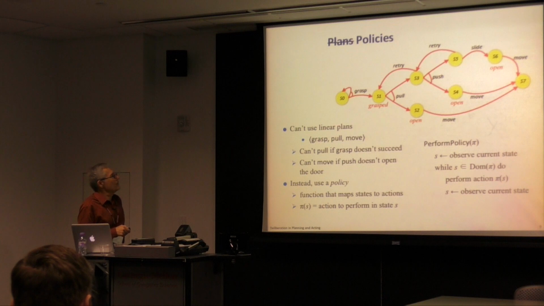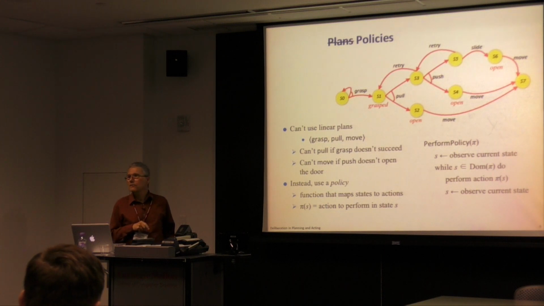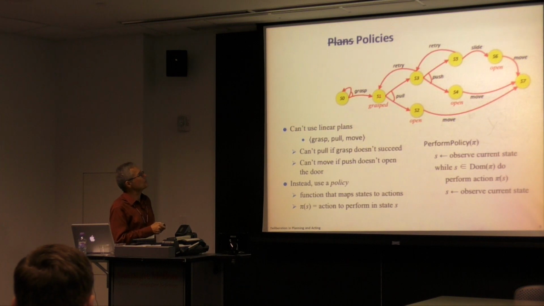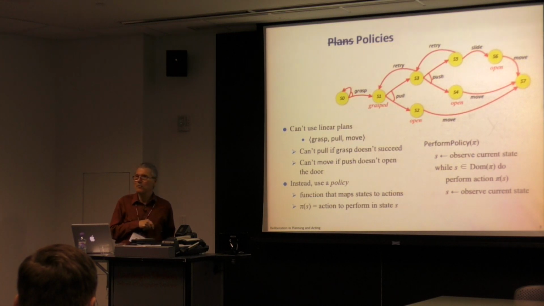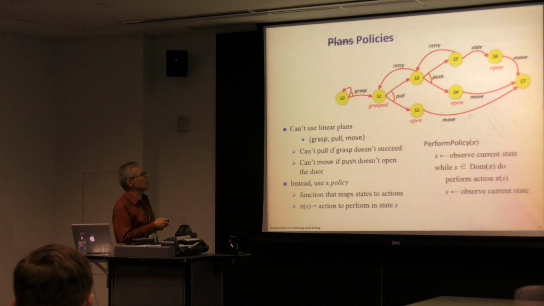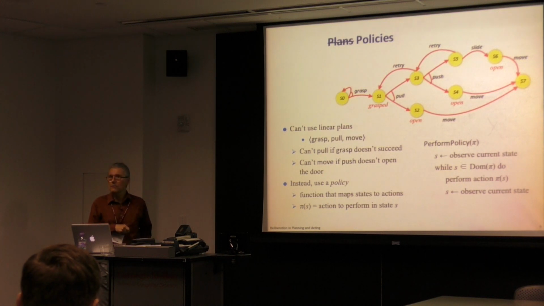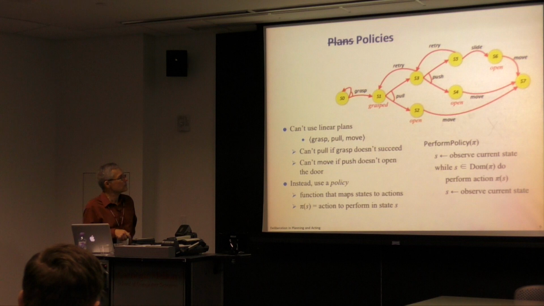Well, obviously we cannot use linear plans. Anybody who's worked with MDPs knows that. If you do something like grasp and then pull and then move, that's going to be fine if you are successful in grasping and successful in opening the door. Otherwise, it's not going to work. So what you need is something that'll take one action if you're in this state and a different action in this state. So we're going to use a policy, which maps states to actions.